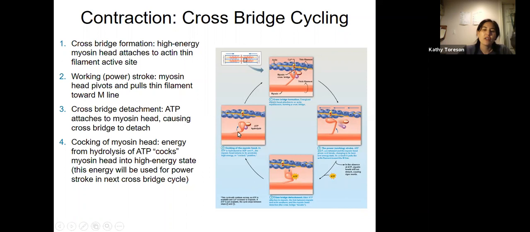That energy is used to move this myosin head over to the right-hand side in this figure. And it really is like cocking a gun. So if you want to cock that trigger back, that requires energy.